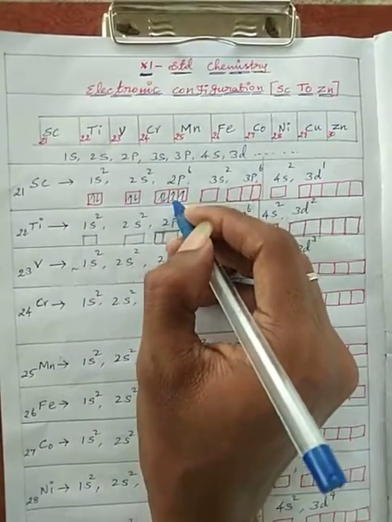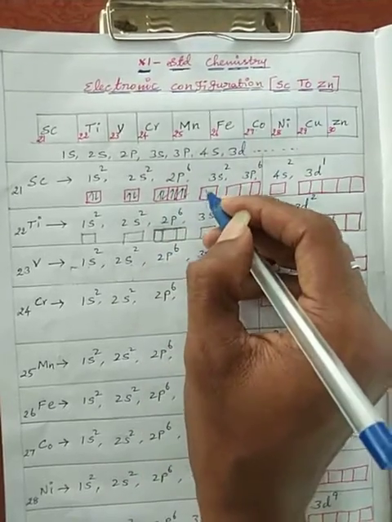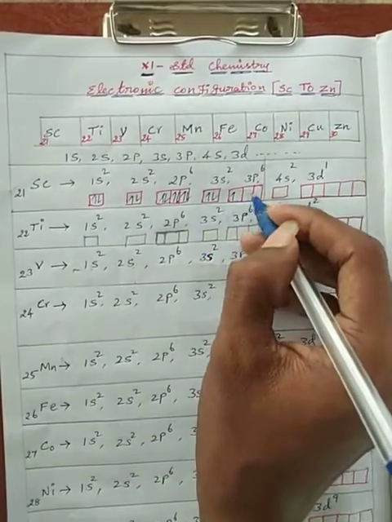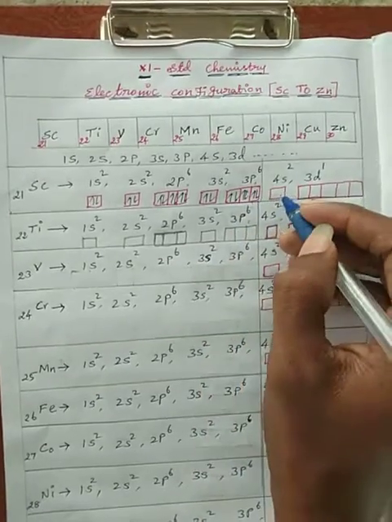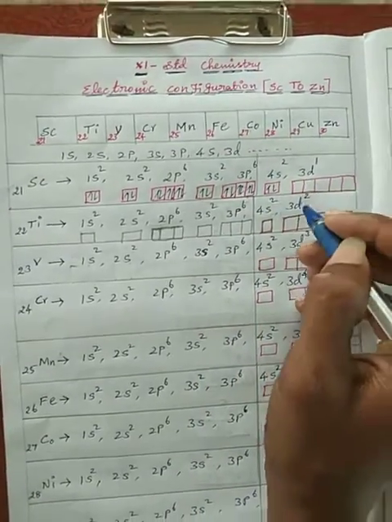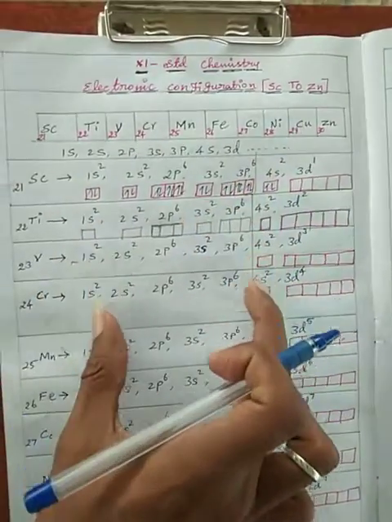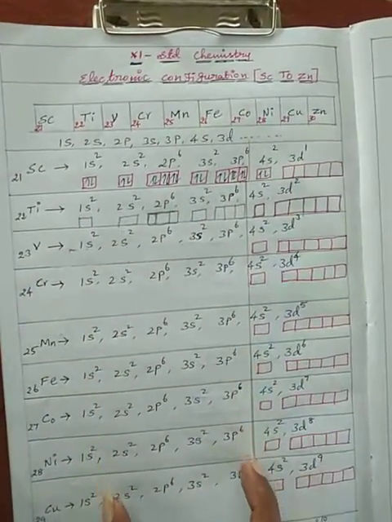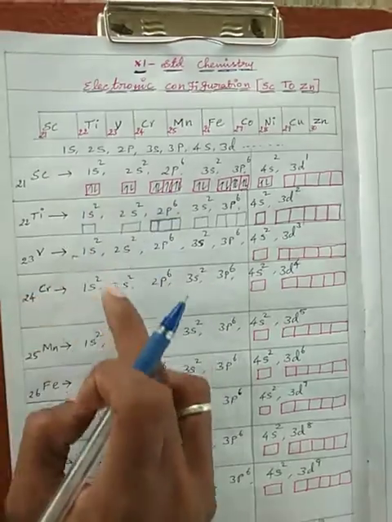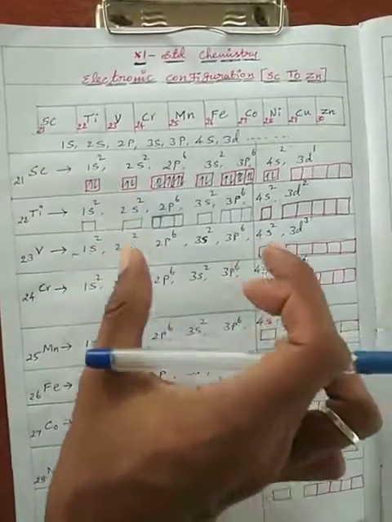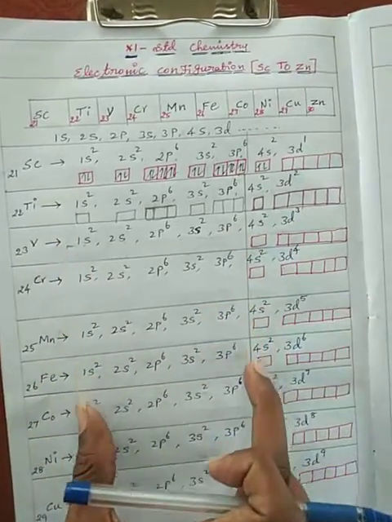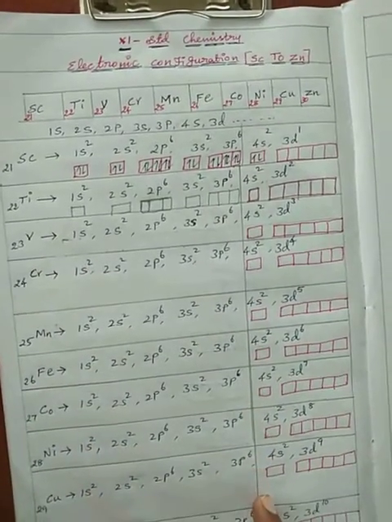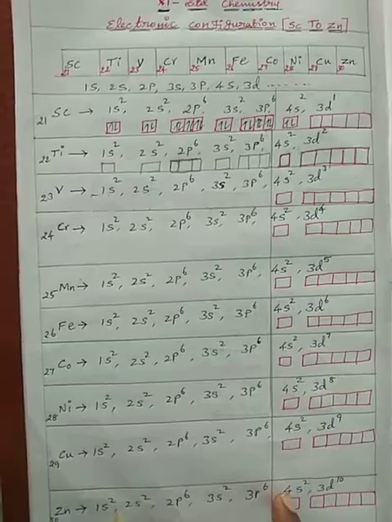In the orbital diagram you first use clockwise and then anti-clockwise arrows. The 6 electrons are completely filled and 4s2 is completely filled. For the remaining cells you follow the same method. The same positions up to 3p6 are completely filled from scandium to zinc.